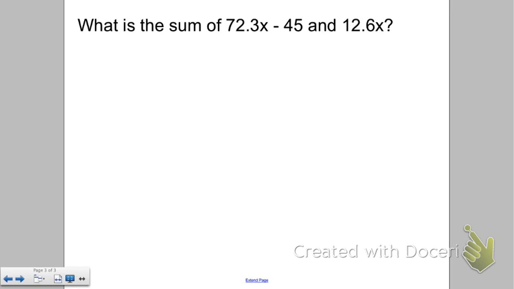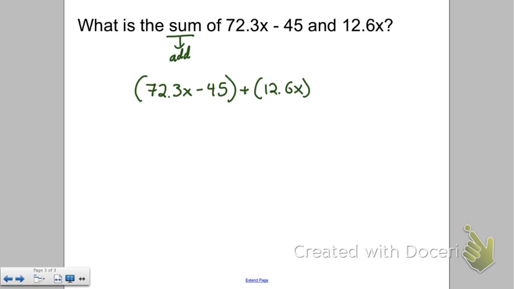And the last question, what is the sum of 72.3x minus 45 and 12.6x? Take a second to copy down the question. Now the key word here is sum. Sum, we need to know, means to add. So I'm going to add these two expressions. 72.3x minus 45 is going to go in its own set of parentheses, plus 12.6x in its own set of parentheses.